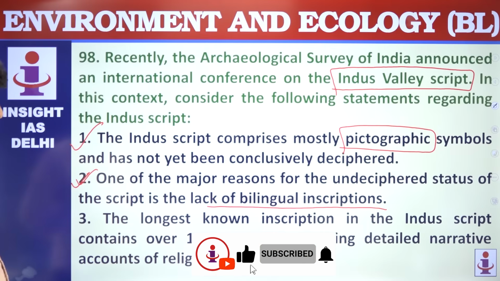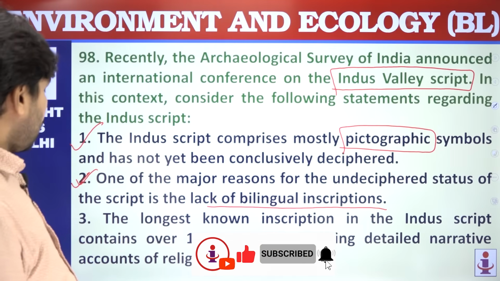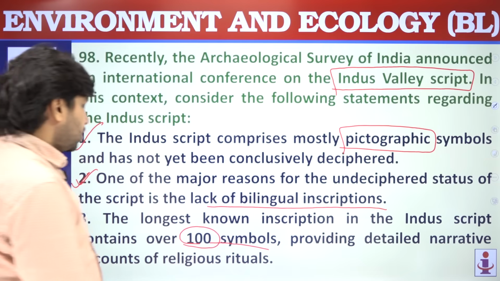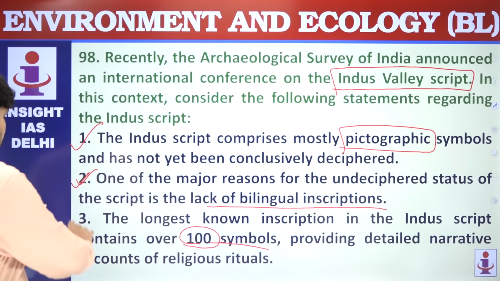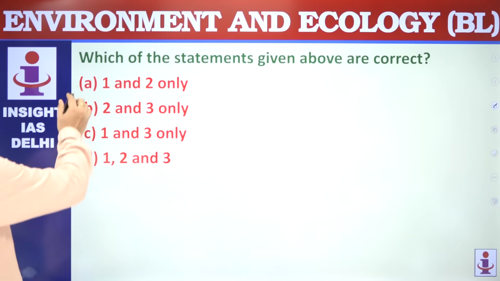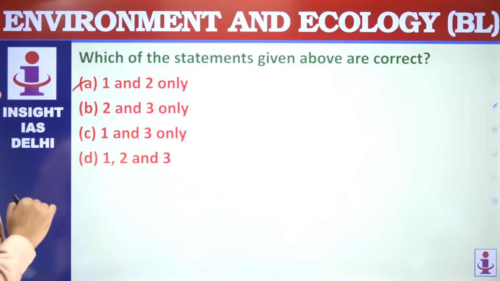Statement 2 is correct. The longest known inscription in the Indus Valley contains over 100 symbols. This is not correct. Not over 100 symbols, hardly 20-25 symbols. So statement 3 is not correct. 1 and 2 are the correct answer.